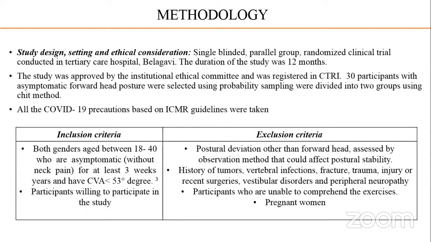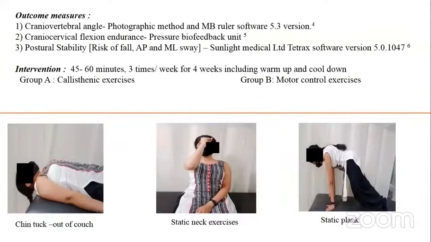The exclusion criteria was postural deviation that could affect postural stability, history of tumor, vertebral infection, fracture, trauma, injury, recent surgeries, vestibular disorders, or peripheral neuropathy, pregnant women, and participants who were unable to comprehend the exercises. There were three outcome measures: craniovertebral angle, craniocervical flexion endurance, and postural stability, assessed using the photographic method, pressure biofeedback unit, and TETRAX respectively. There were two groups. Group A was given calisthenic exercises. Group B was given motor control exercises.